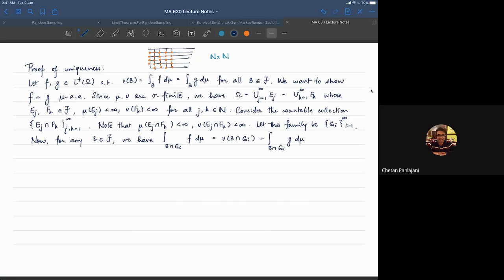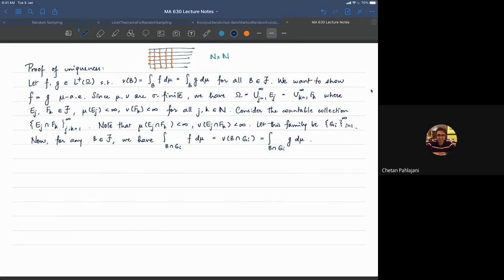Why is this true? What we know is that for any measurable set, integrating f over that set gives you the same thing as integrating g over that set. And that same thing is nothing but nu of that set. This holds as long as the set is measurable. So now suppose I have B which is measurable. Each of these G_i's is of course measurable. So nu of B intersect G_i should be what you get when you integrate f over B intersect G_i, and it should be what you get when you integrate g over B intersect G_i with respect to mu. All right, so this is what you have.